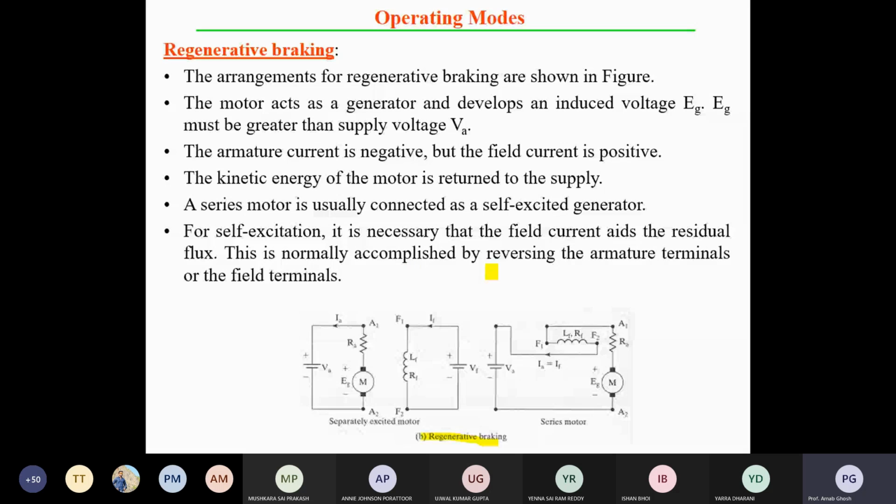But in practical testing, you have to include one driving motor to drive the test motor. So the motor acts as a generator and develops an induced voltage Eg. The Eg must be greater than the supply voltage Va. The armature current is negative but the field current is positive. The kinetic energy of the motor is returned to the supply. A series motor is usually connected as a self-excited generator.